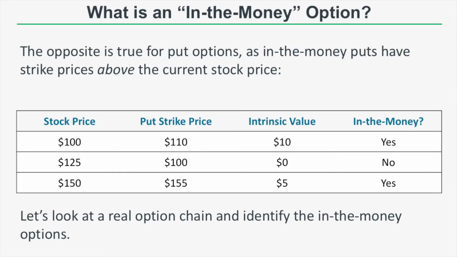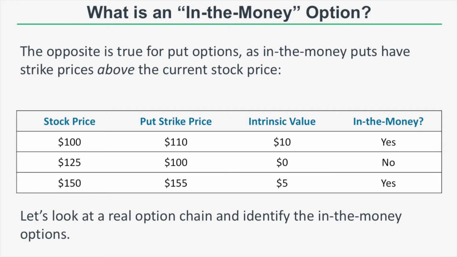The opposite is true for put options, as in the money put options have strike prices above the current stock price. If we have a stock price of $100 and we're looking at a put with a strike price of $110, that put has $10 of intrinsic value because the strike price is $10 above the stock price, and therefore that put would be in the money.